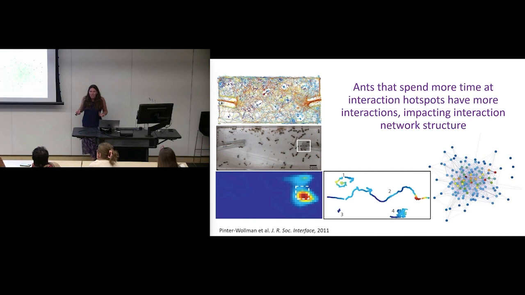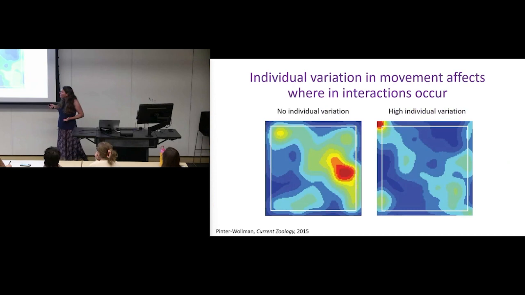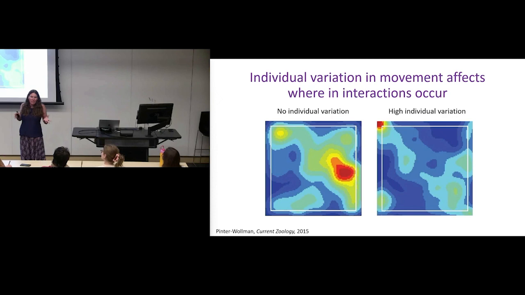So if there's variation among individuals in how much time they spend at these interaction hotspots, at these tighter spots architecturally, we will start seeing variation among individuals in how they interact overall. I supplemented this with some simulations just to show this further. So I simulated ants walking around without any individual variation in their walking patterns versus those that have variation in walking patterns. And when I implemented variation in walking patterns, I found that interactions tend to happen closer to the border of the arena, the computer arena, whereas when there was no individual variation, the interaction hotspots happened anywhere.